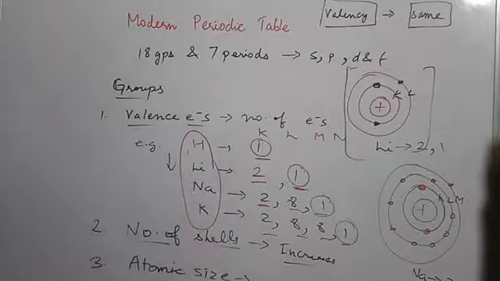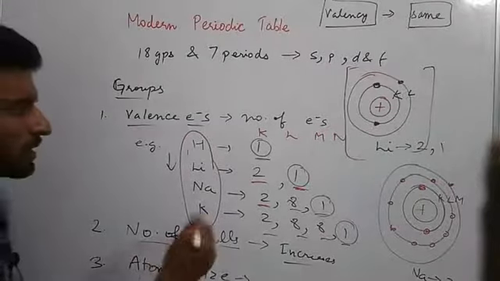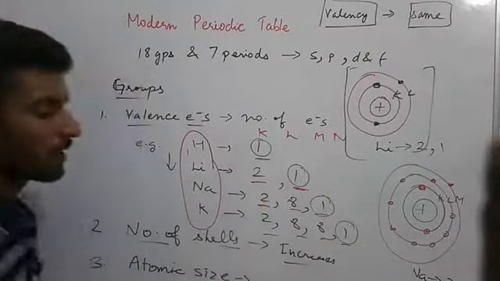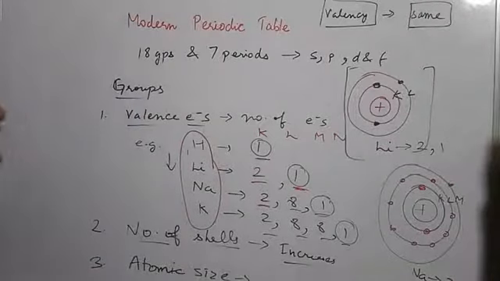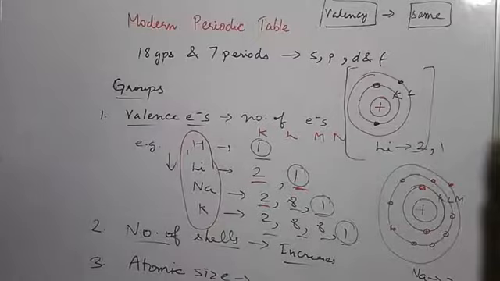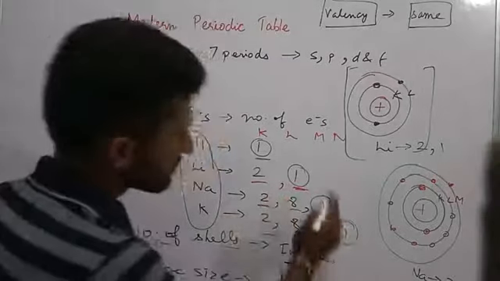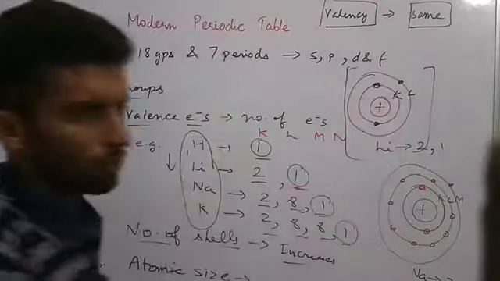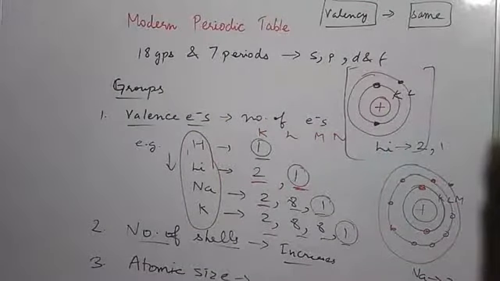These all belong to first group elements. And what is common in them? They all have one electron in their outermost shell. So valency is totally dependent on number of valence electrons. So if valence electrons are same, valency of a particular group elements, that also will be same.